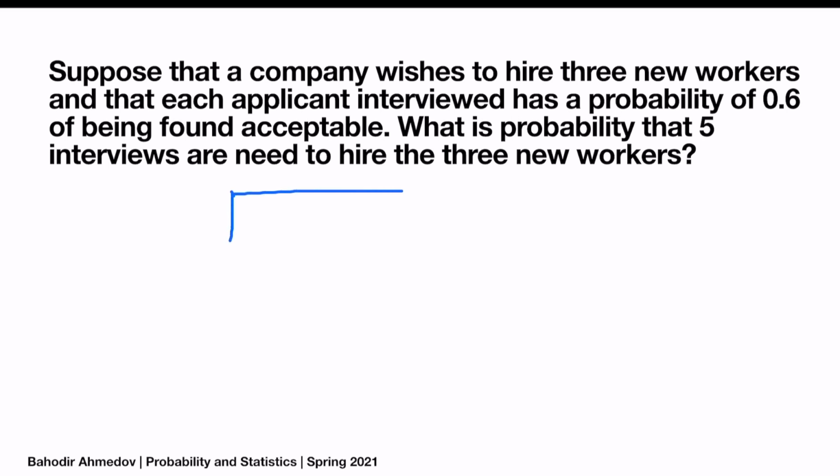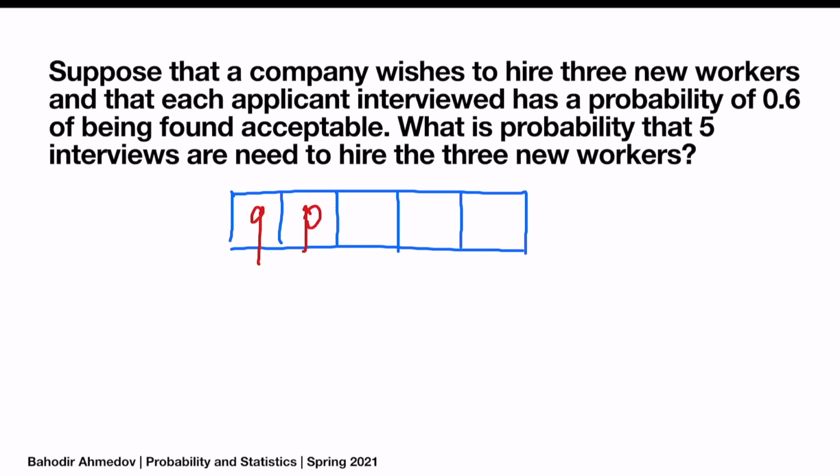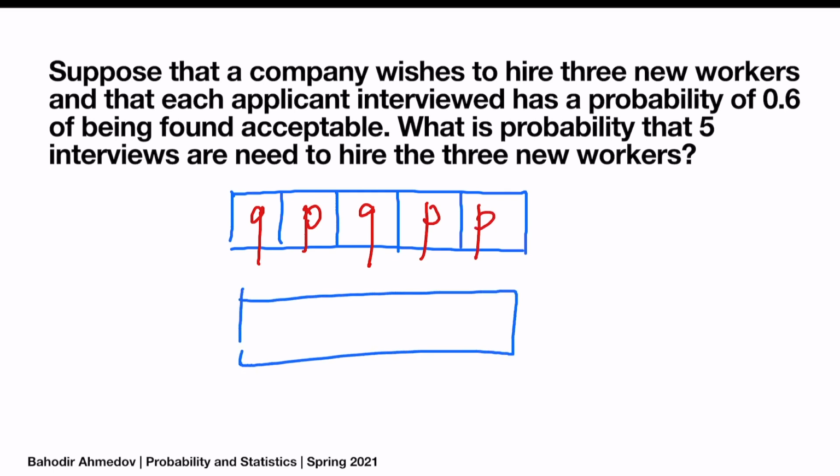So let's simulate this with 5 interviews. 1, 2, 3, 4, 5. Okay? So it is possible that it is unsuccessful, successful, unsuccessful, successful, successful, right? Or another scenario is successful, successful, unsuccessful, unsuccessful, successful, right? So you see, in all of these scenarios, if you would like to find the probability of having 5 interviews only, right?